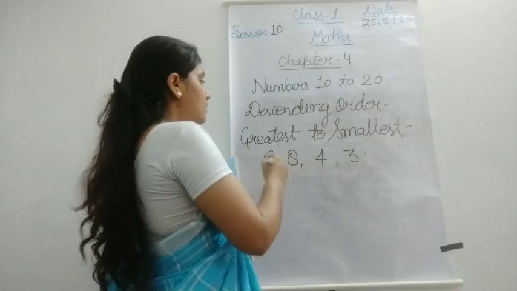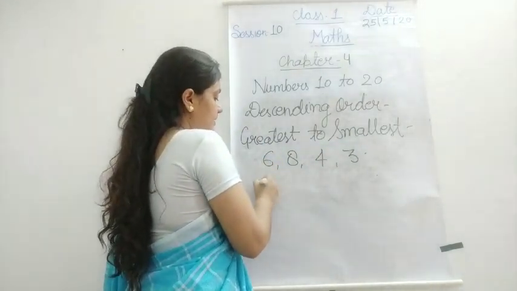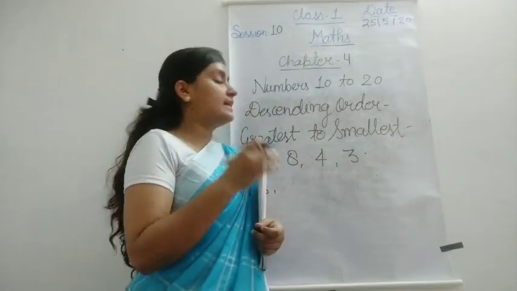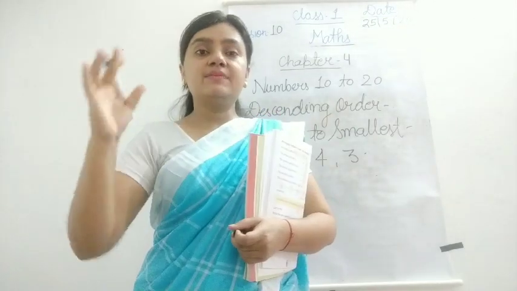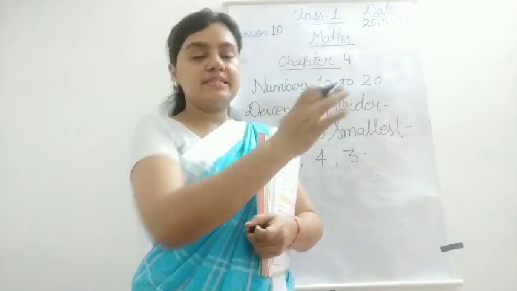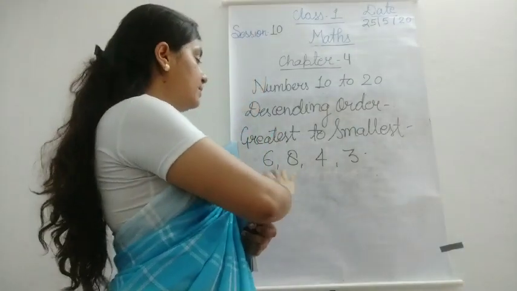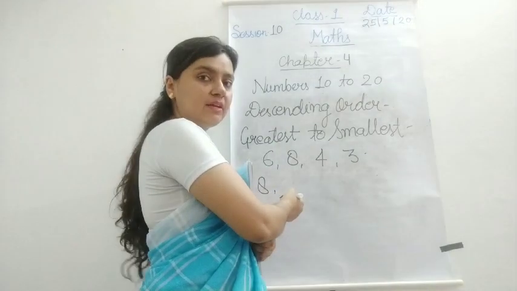Okay, so which number is greatest here? Here 8 is greatest. Okay, while you are doing descending order, we have to count backward. As we are writing numbers backward, the sequence will come like that only. Let me do this. First of all, which number will come? Here 8 will come.